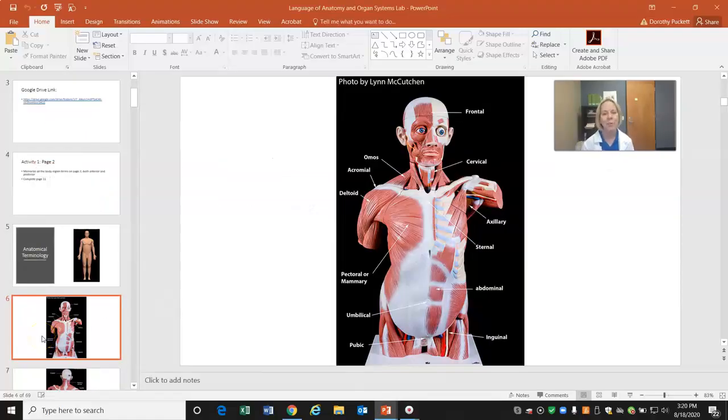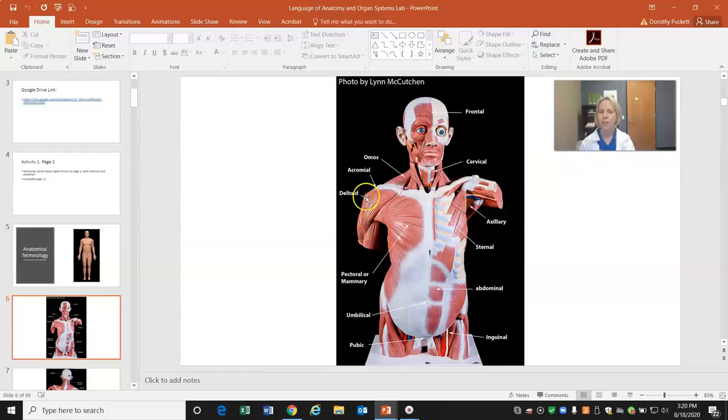As a resource online, we have these torso models that are labeled. And you'll notice all of these terms you'll see in your lab manual, and a few more are on this model. So for instance, it's showing you the neck region is the cervical region, and the forehead is the frontal region, or the underarm, the axillary region, the breastbone, the sternal region, and the pectoral or the mammary region. So that's where we get the term pecs or pectoralis major muscle, because this is the pectoral region.